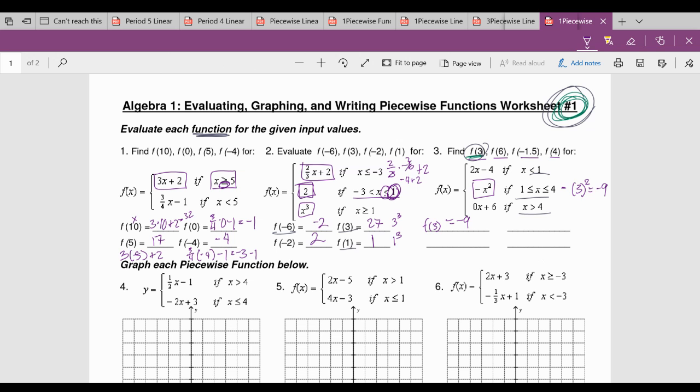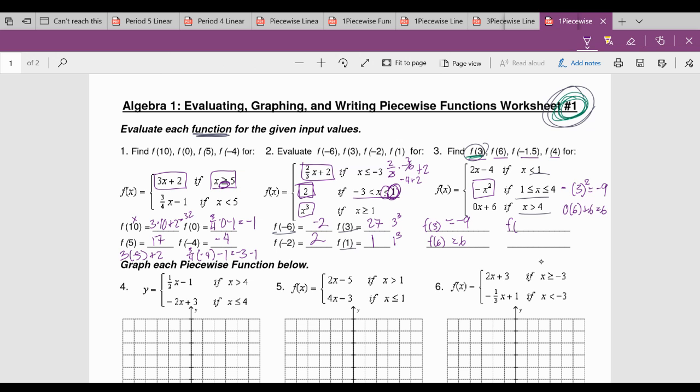Okay, the next one I'm solving is f of 6. F of 6, the domain is going to be when x is greater than 4 because 6 is greater than 4. So it looks like I'm going to have to do 0 times x plus 6. So 0 times 6 is 0, plus 6 is equal to 6.